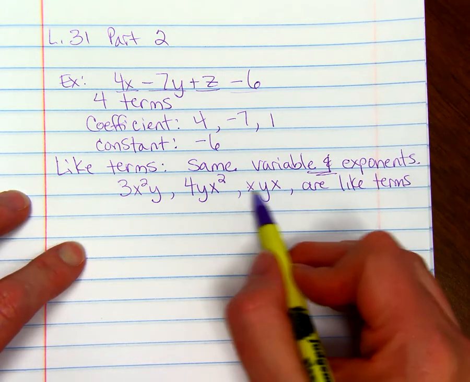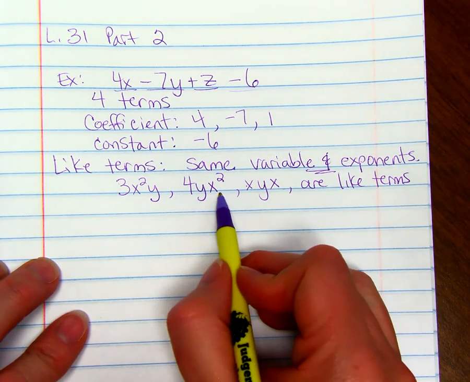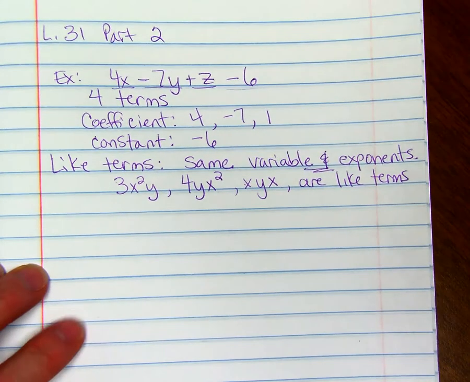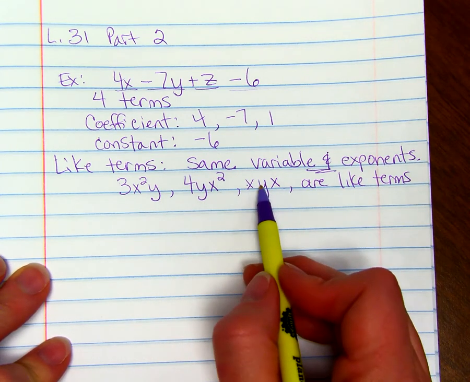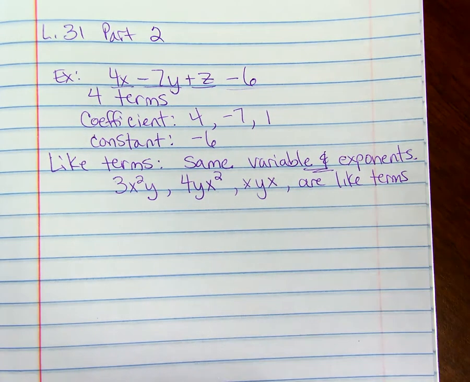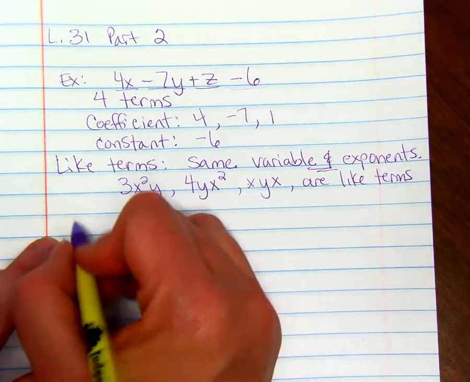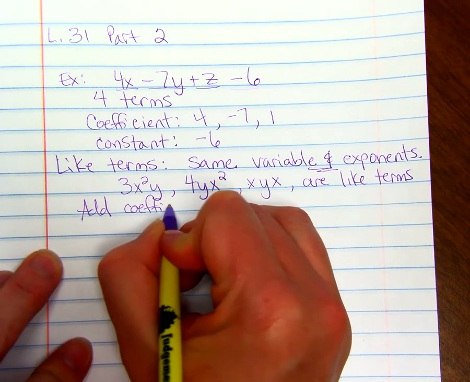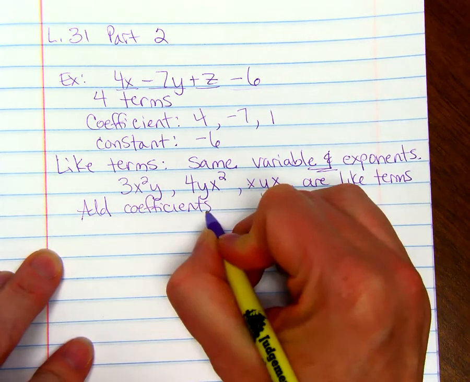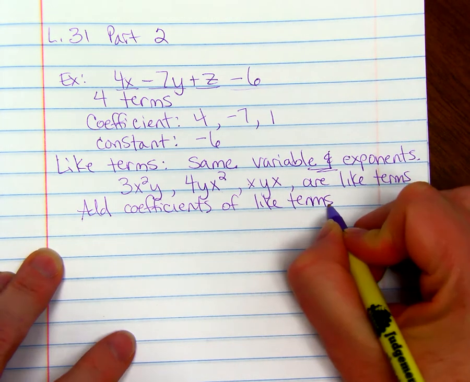Because if I were to multiply these two x's, I'd get x squared. So this has an x squared y, this has an x squared y, this has an x squared y. So order doesn't matter, or if they're multiplied out, it doesn't matter, as long as once you gather them all up, you have the same set of variables with the exponents. When you have like terms, you just add their coefficients together to find out how many that you have.